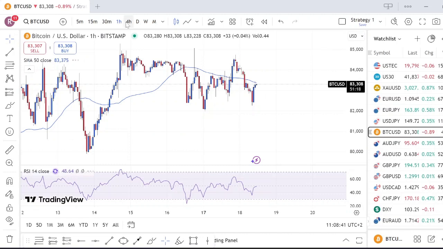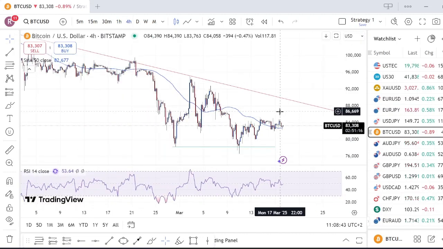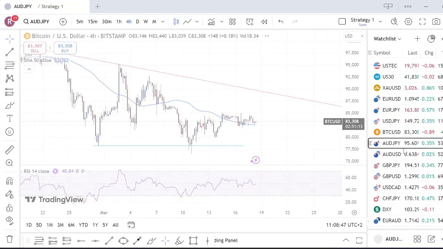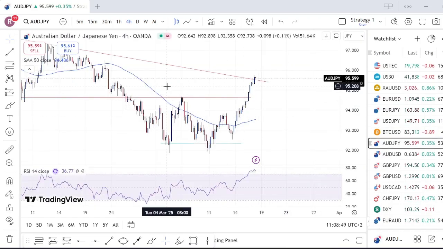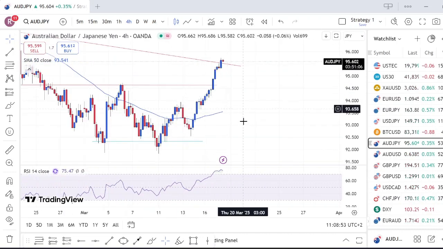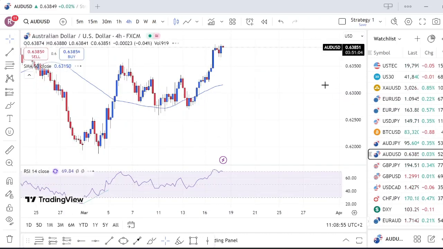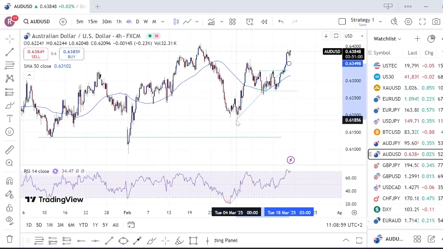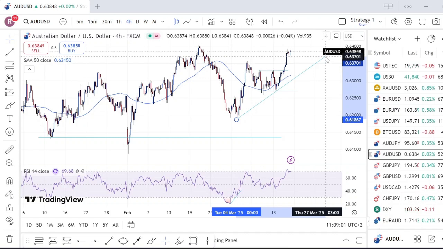Let's just take a look at Bitcoin quickly. Bitcoin still in that 83,000 region, not really going anywhere. Okay, AUD JPY, super bullish at the moment as well. Definitely start priming these opportunities here. I'm not going to do an analysis right now, but I'm just going to do a quick overview.